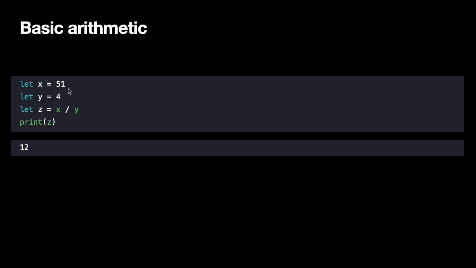Integer arithmetic only supports whole numbers. So if we divide 51 by 4, because x and y are both integers, then when we divide them, z will be inferred by the compiler to be an integer, and our result will be 12.